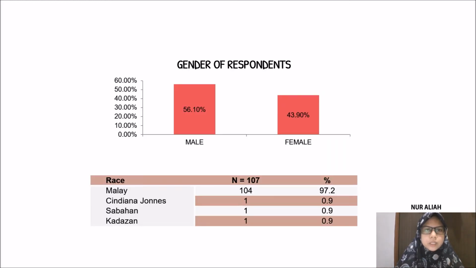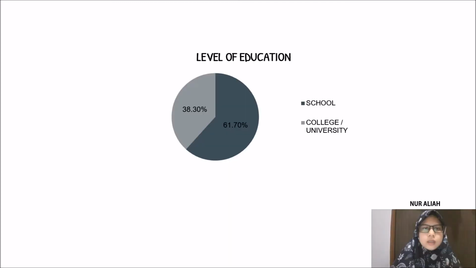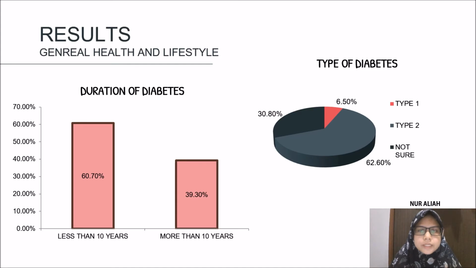43.9% of diabetic patients were male and 56.1% were female. 38.3% of diabetic patients have a school education level and 61.7% have a college and university education level. For the duration of diabetes among the patients, 60.7% had diabetes for less than 10 years and 39.3% for more than 10 years.